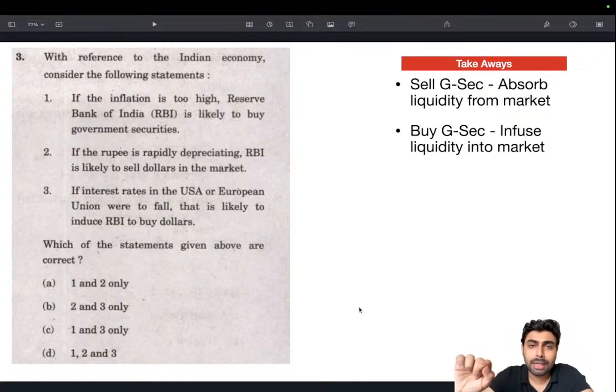Infusing dollars into the market by the RBI can help reduce the slide of rupee or price fall of rupee. That's the basic thing. And if RBI is selling the dollars into the market, rupee slide will reduce.